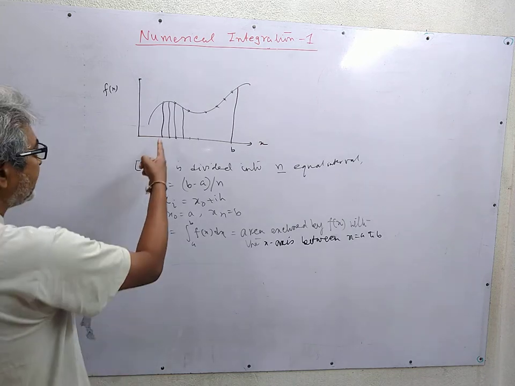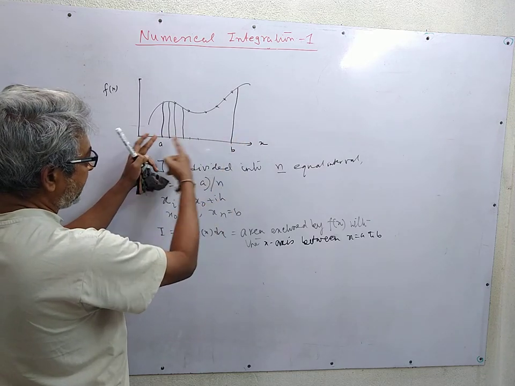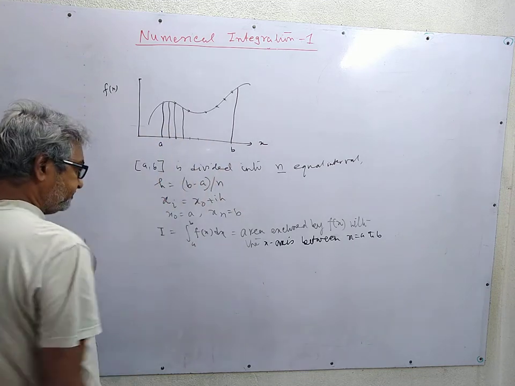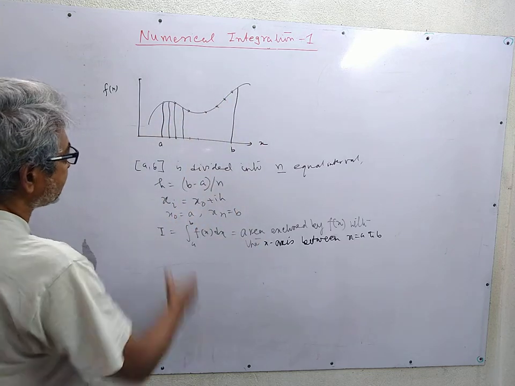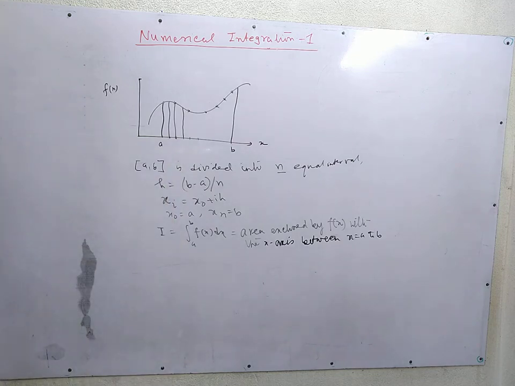So we divide the range a to b into n equal strips, each of width h, and then we calculate the area under the curve, and we say that the sum of these individual areas gives us the value of the integration of the function between the limits a to b. Now the question arises, how do I estimate the curve?